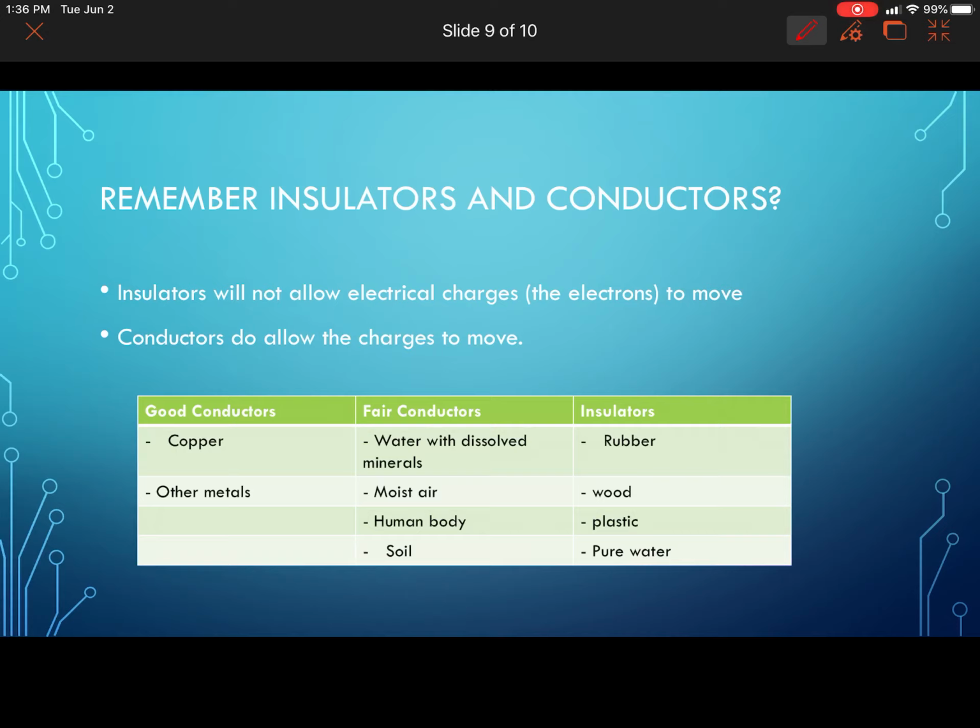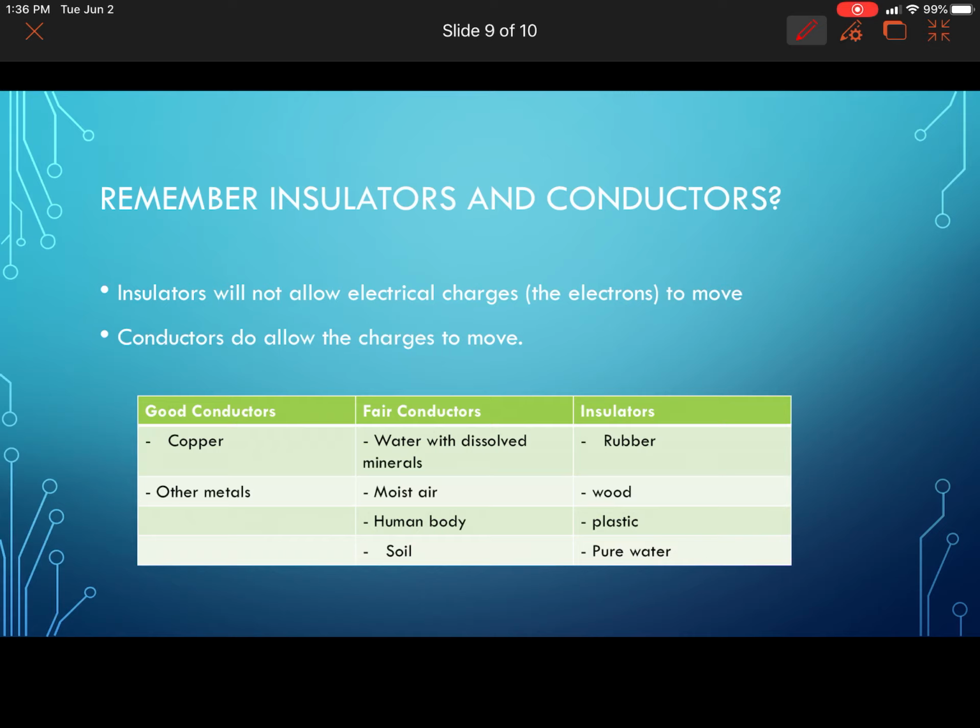Okay, so remember insulators and conductors. Once again, we did talk about these in our chemistry unit, because we talked about the properties of metals and nonmetals. Insulators will not allow electrical charges to move, so the electrons are not able to move. Conductors do allow the charges to move.